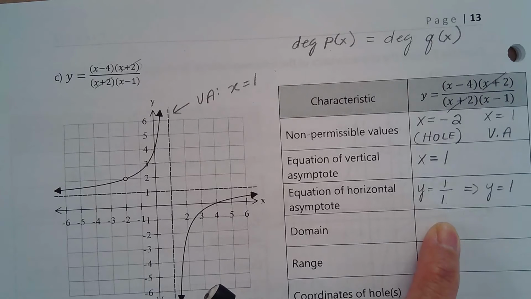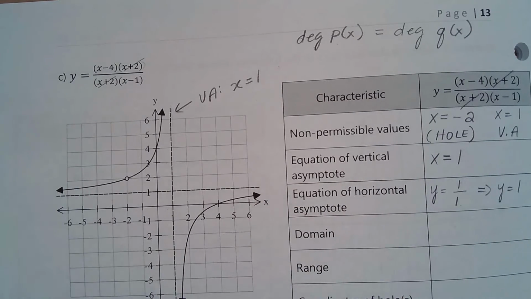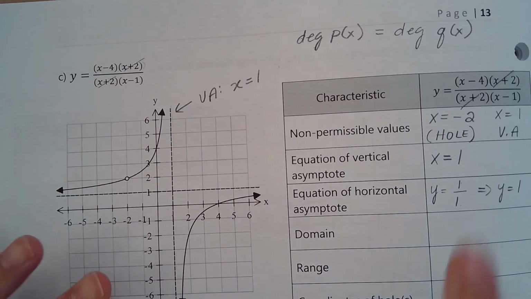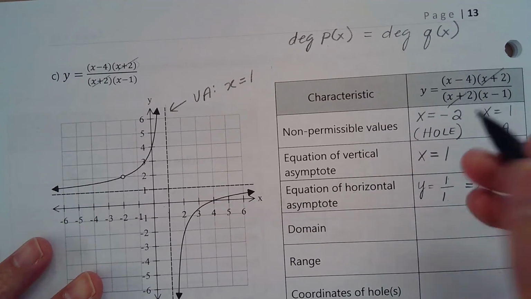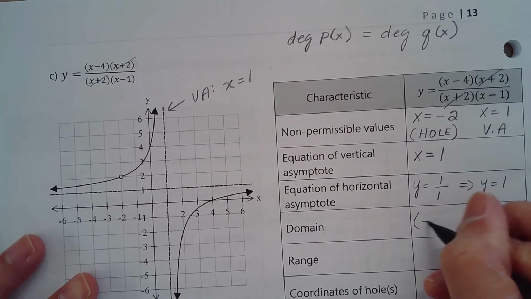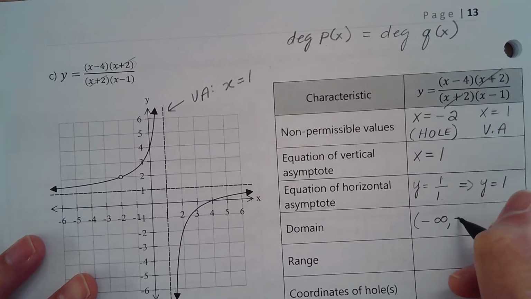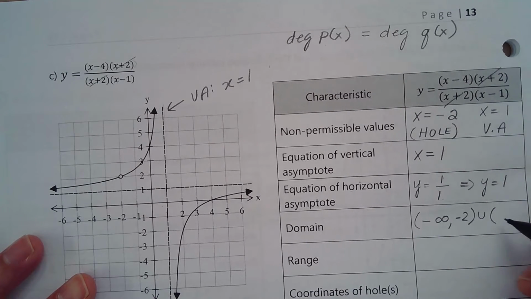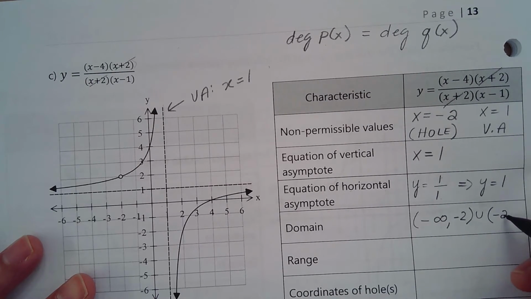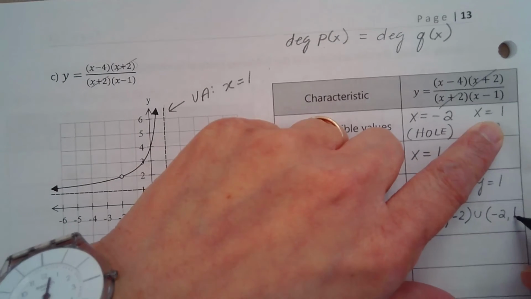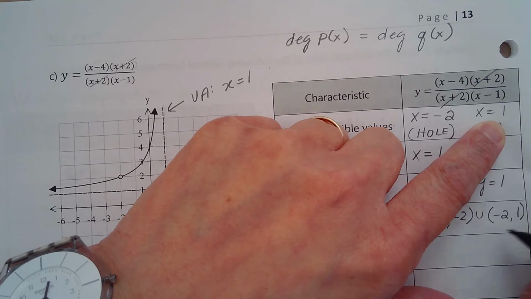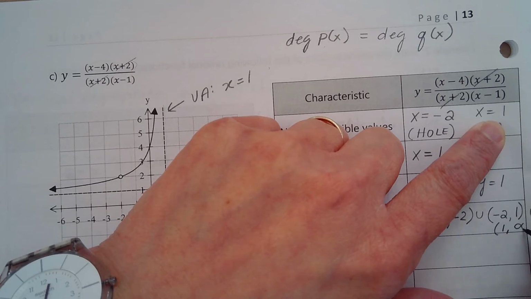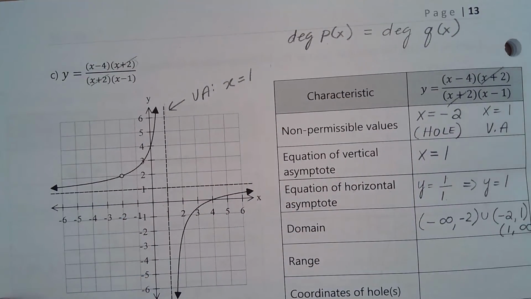So the domain is actually broken up. There are 2 values that are not allowed, right? Non-permissible values. So the domain would be from negative infinity up to negative 2, union from negative 2 to positive 1, union 1 to infinity.